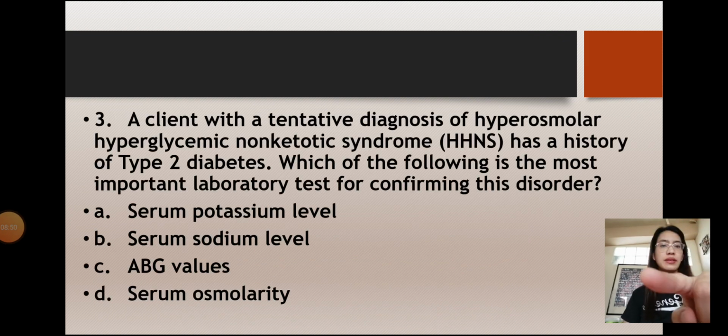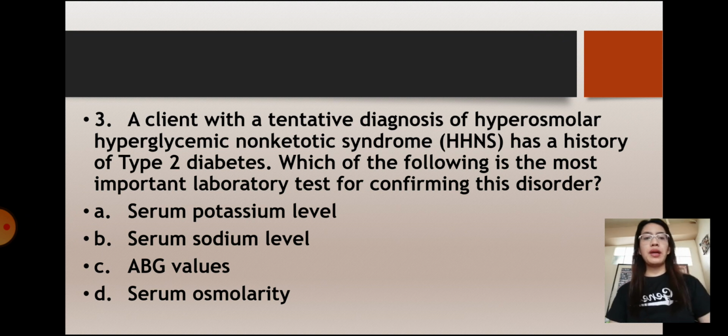A client with tentative diagnosis of hyperosmolar, hyperglycemic, non-ketotic syndrome has a history of type 2 diabetes. Which of the following is the most important laboratory test for confirming this disorder? Is it A, serum potassium level, B, serum sodium level, C, ABG values, or letter D, serum osmolarity? Okay, so DM ulit. No? DM mo lang yung problema natin. HHNS, it's a complication of type 2.